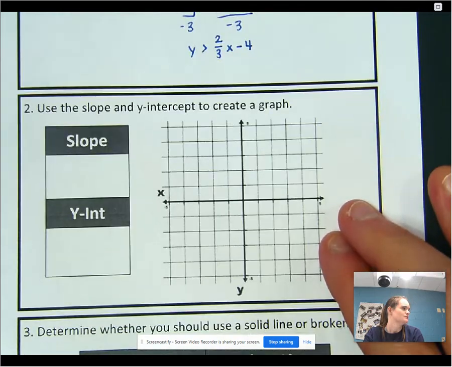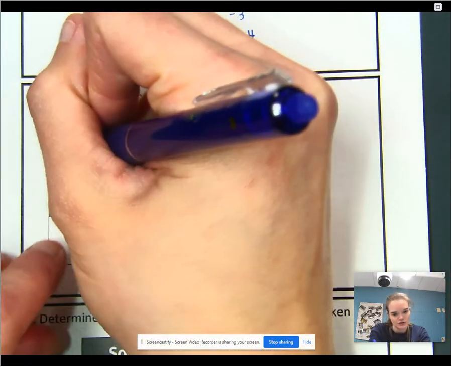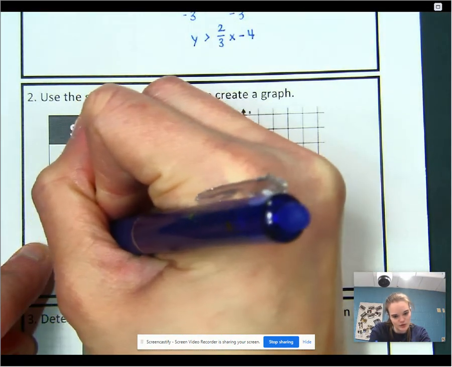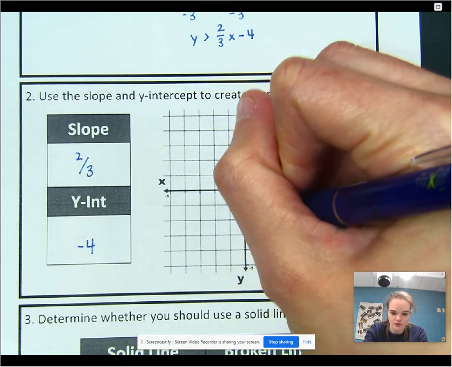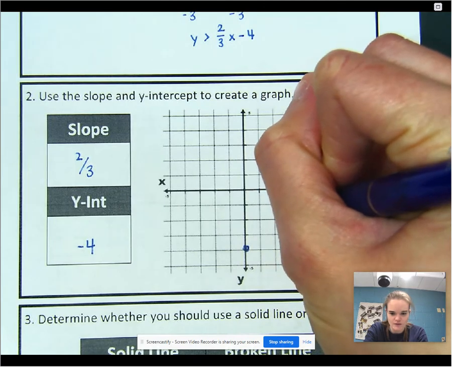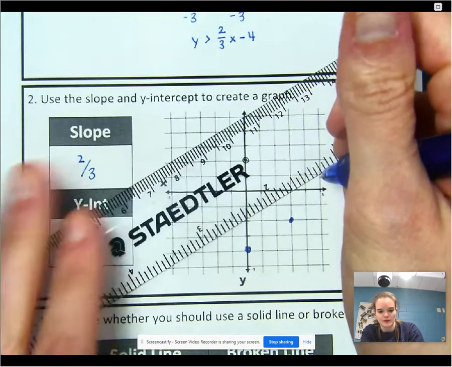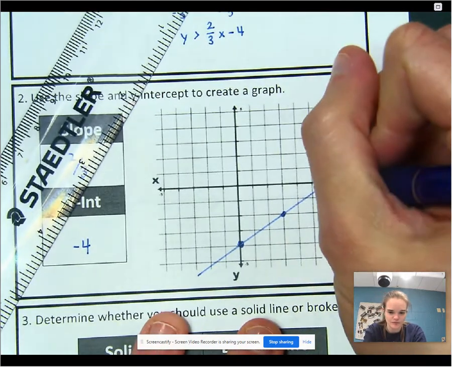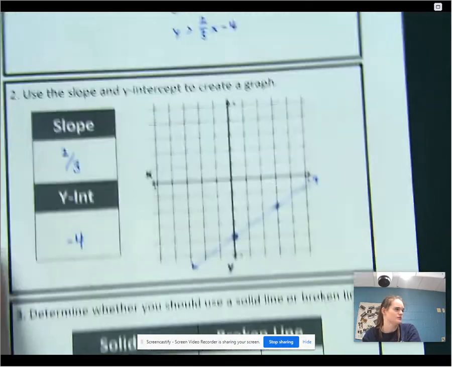Number 2. Use the slope and y-intercept to create the graph. The slope is 2/3. The y-intercept is negative 4. Meaning, we're going to put a point on negative 4: 1, 2, 3, 4. Go up 2 over 3, and we're going to connect that graph. Now, we've been doing this before. This is not new. Here's what is new.